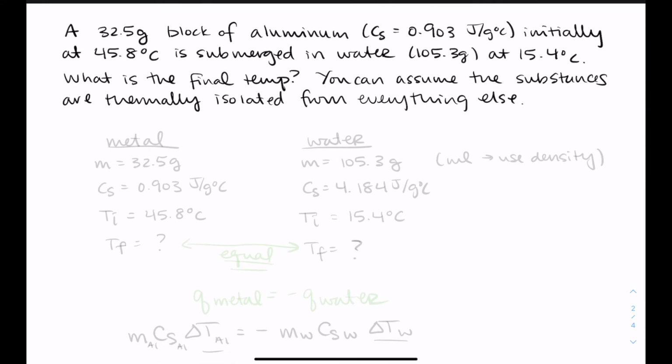Let's try an example. So we have a 32.5 gram block of aluminum, which has a specific heat capacity of 0.903 joules per gram degree C. It's initially at 45.8 degrees Celsius and is submerged in 105.3 grams of water that starts out at 15.4 degrees C. What is the final temperature?